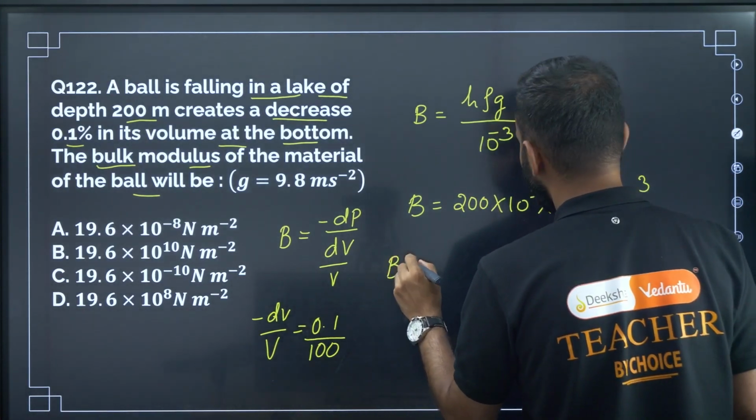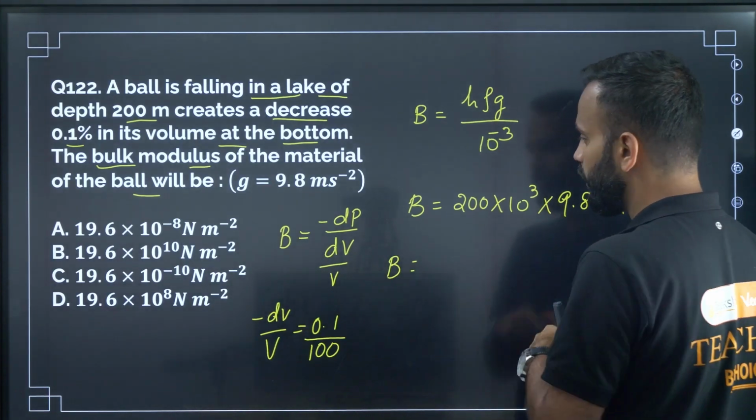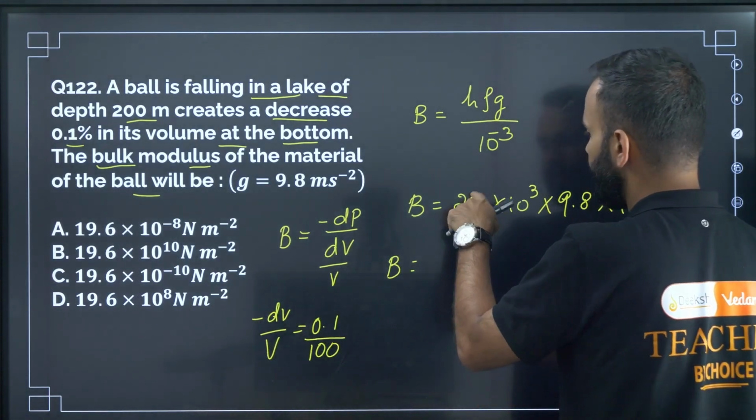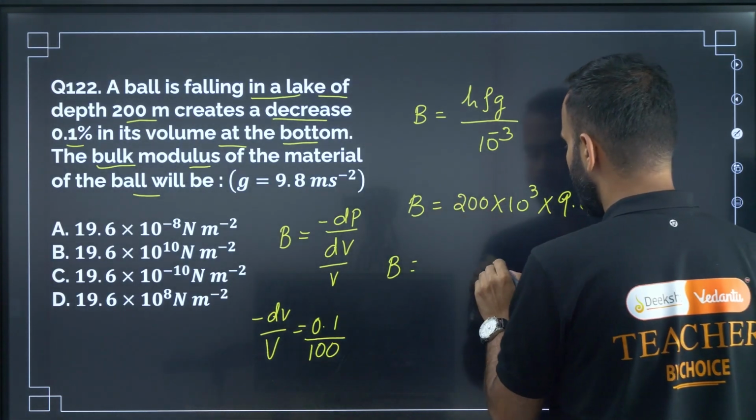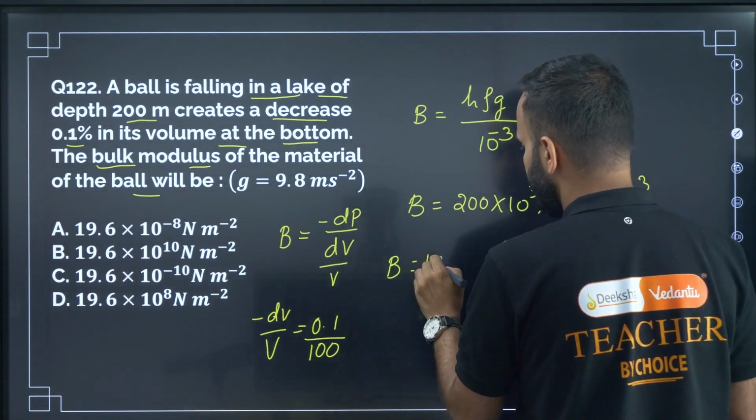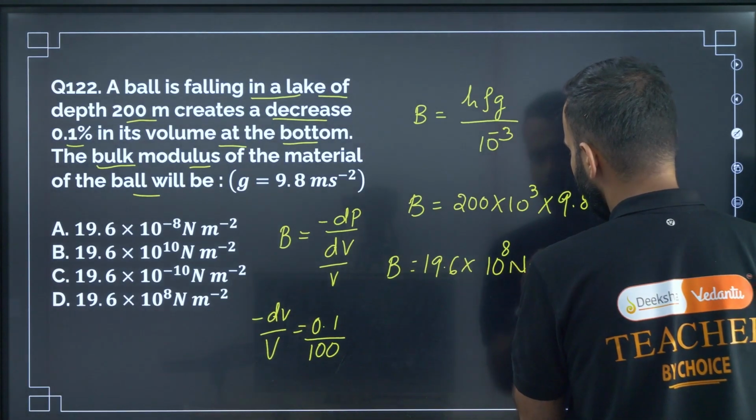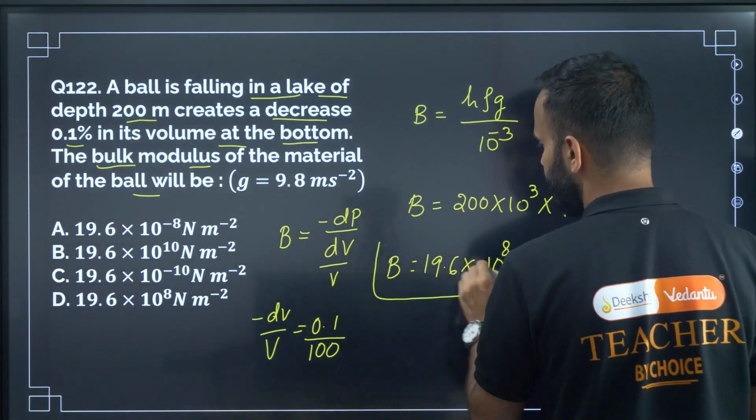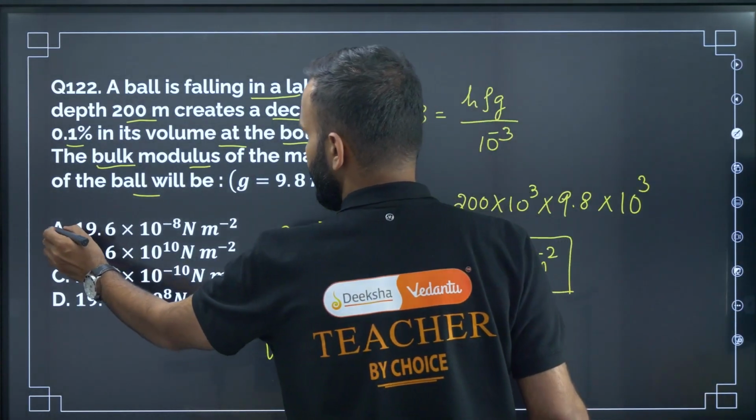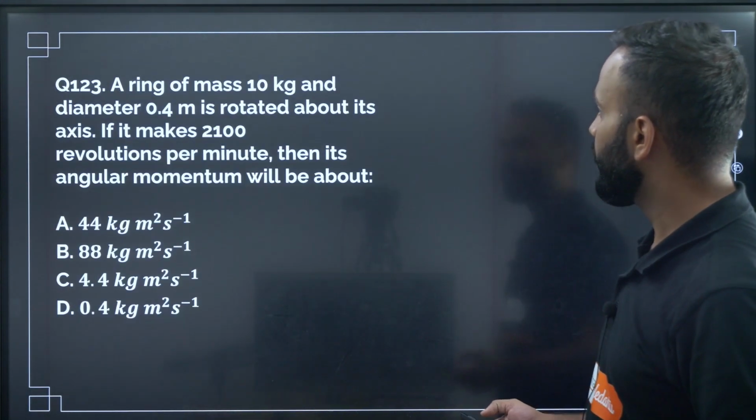Now bulk modulus B is equal to, here 10 to the power 3 into 10 to the power 3 is 10 to the power 6, into 10 to the power 2, that is 10 to the power 8. Here 9.8 into 2 is 19.6. So 19.6 into 10 to the power 8 Newton per meter square. So the correct option is A. Next question, question number 123.